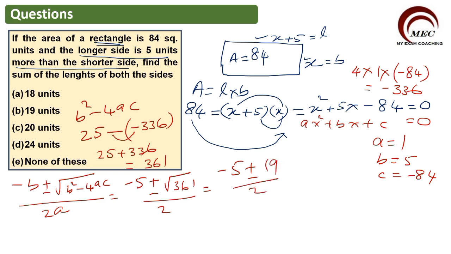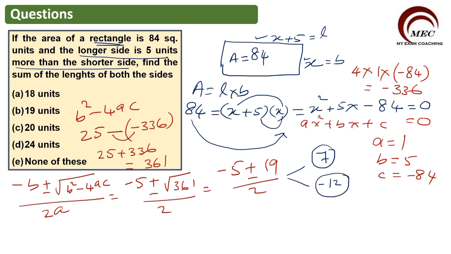So we got two values here. Minus 5 plus 19 will be 14. 14 by 2, the first value will be equal to 7. And minus 5 minus 19, minus 24. Minus 24 divided by 2, the second value will be equal to minus 12. We want the value only, so we'll take it as 12.